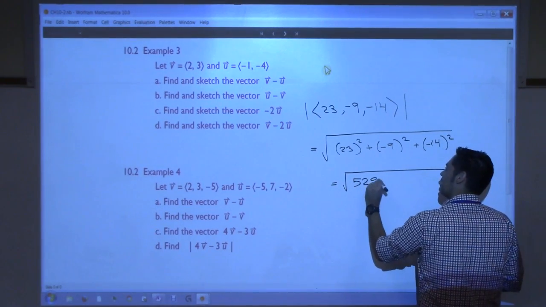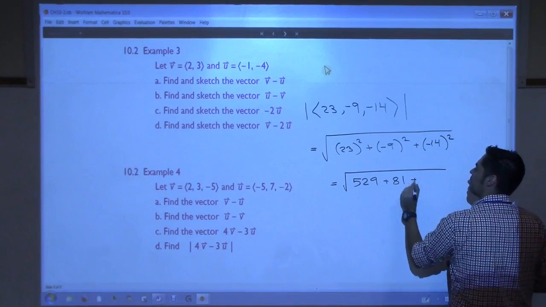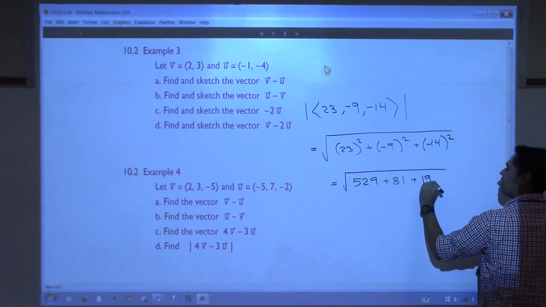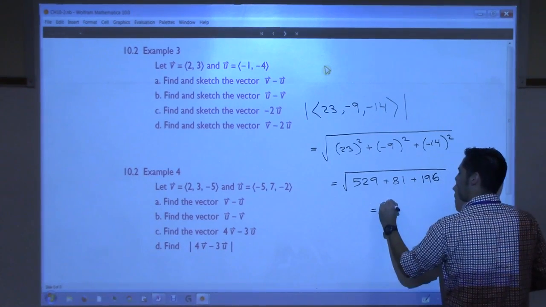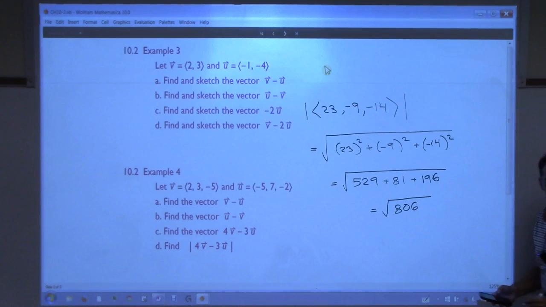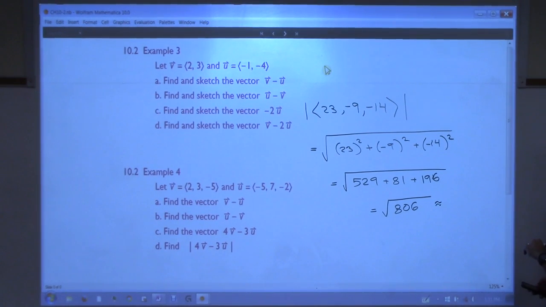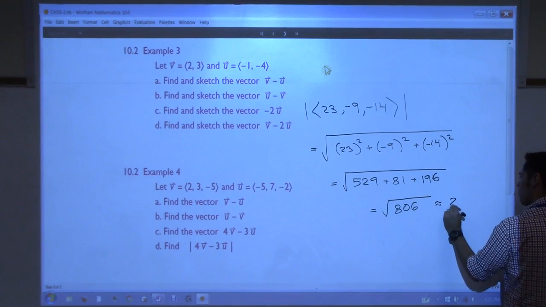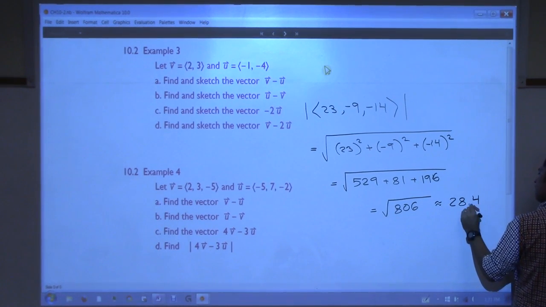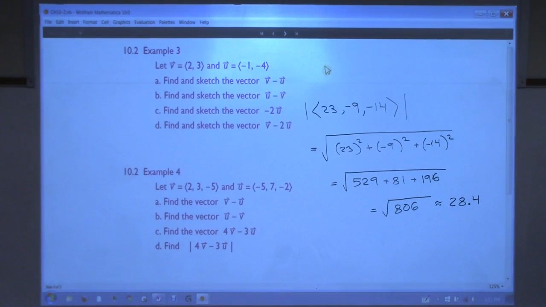529 plus 81 plus 196, root 806, which is approximately, that's the exact answer, right? Oh, that's approximately, so we use the wavy equal sign to let everyone know this is an approximation. 28.4, sorry. The vector would have a length of 28.4. Questions? We're okay? This is fun, huh?